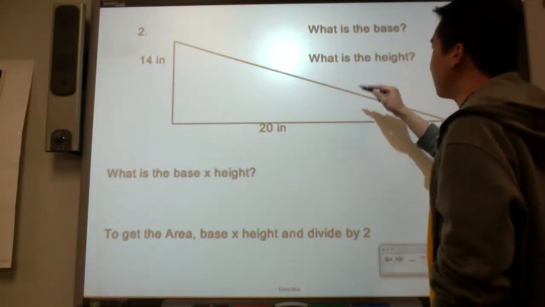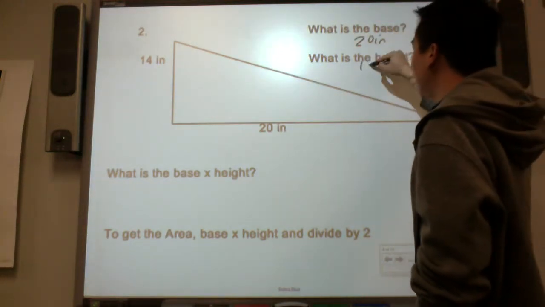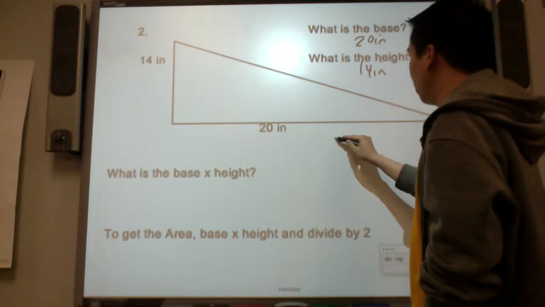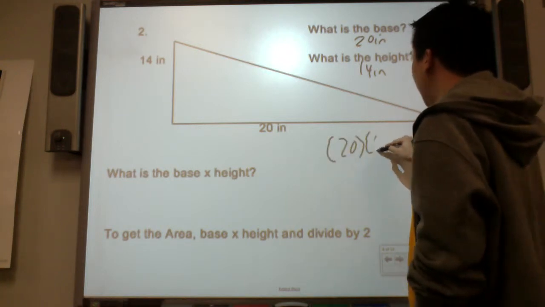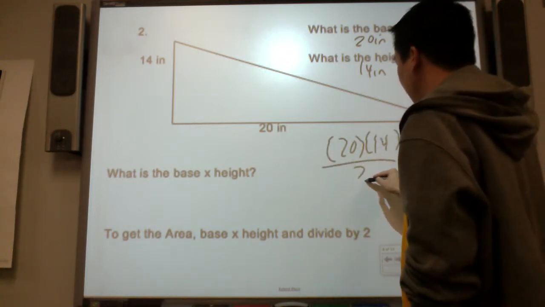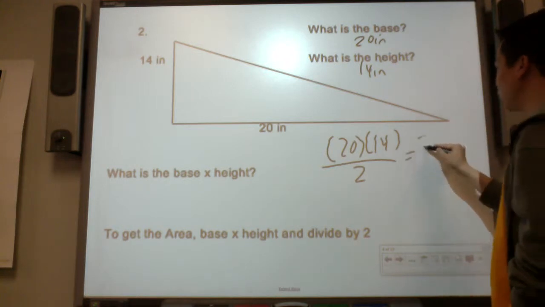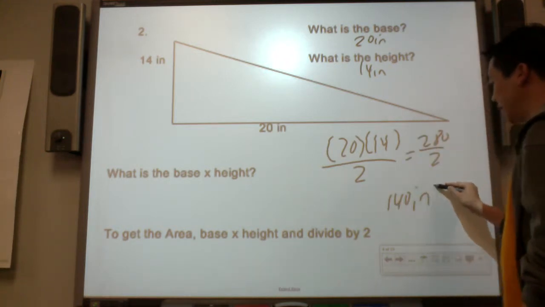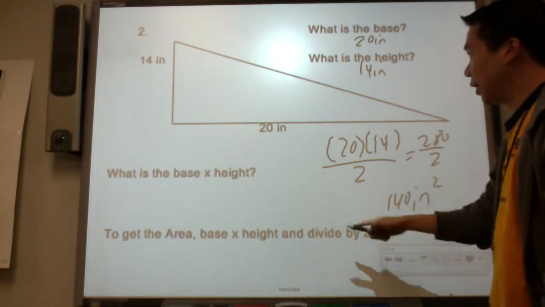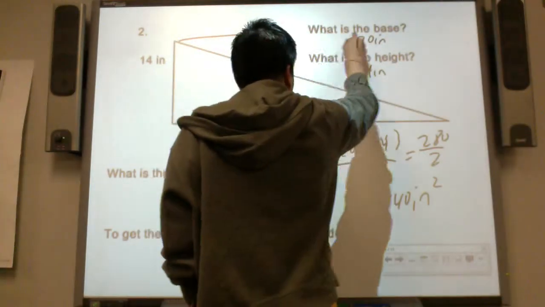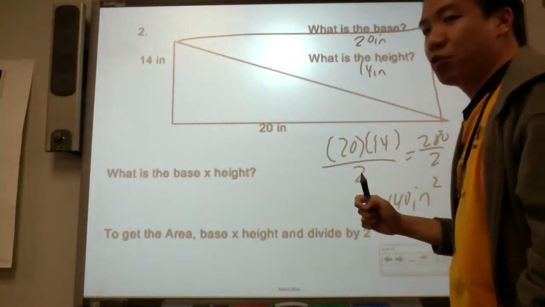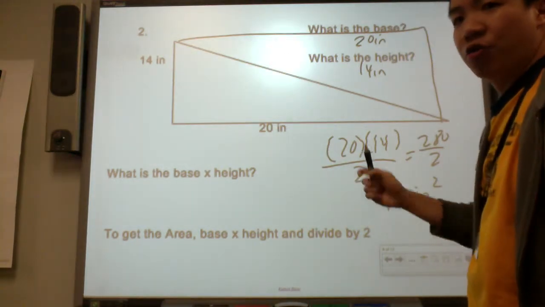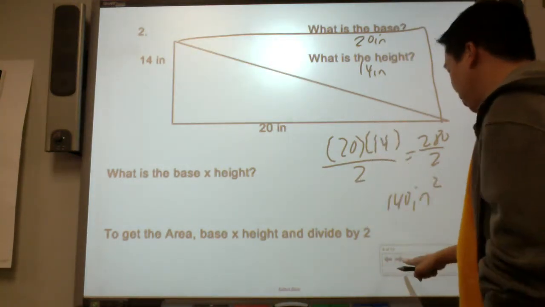Next one. What is the base? 20 inches. What is the height? 14 inches. So base times height divided by 2. 20 times 14 is 280. Divided by 2 is 140 square inches. Again, why is that so? Here is a rectangle. What's the area of this rectangle? 280. To form this triangle, you have to divide it into two parts.